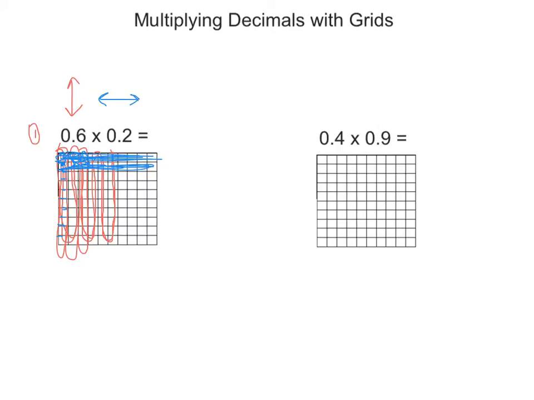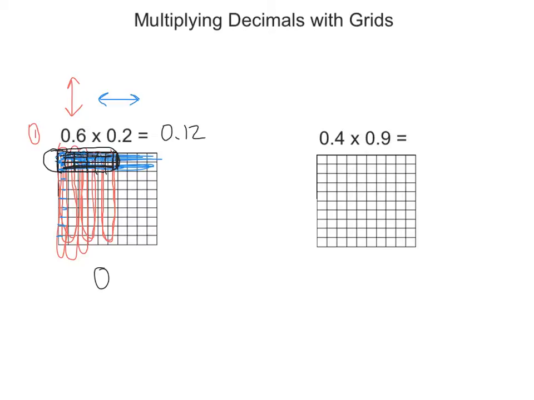horizontally. So now, to get my answer using the grid, I'm going to count the number of squares that I have shaded. And I know that each square is worth 1/100th. And if I count, I should have 6 in this row and 12 total, which means my answer is 0 and 12 squares, which is 12/100ths.